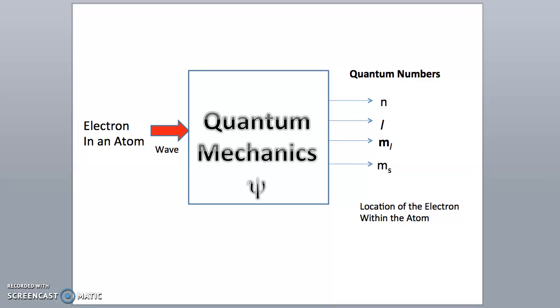This is Professor Corey, and this video is a mini lecture based on our third lecture covering material from Chapter 6. We start this lecture talking about quantum mechanics, and for our purposes, we treat quantum mechanics as a black box. Each electron, through quantum mechanics, will be given a set of quantum numbers. These quantum numbers will serve as the address or the location for that electron. You can see on the right, the quantum numbers are n, l, m sub l, and m sub s.